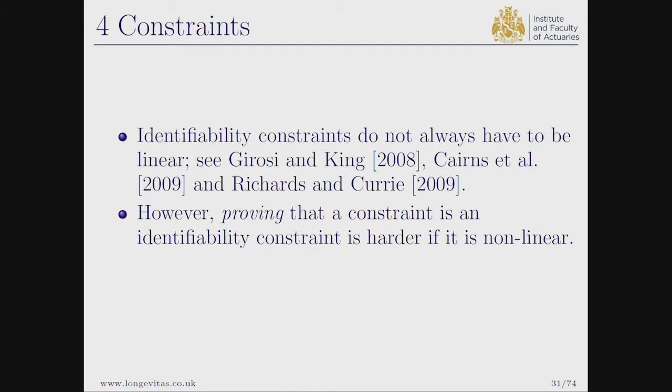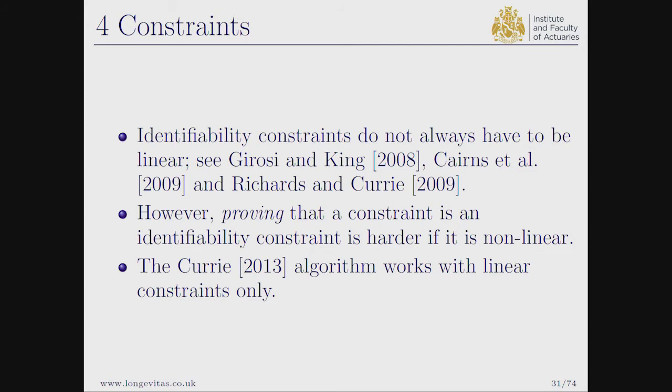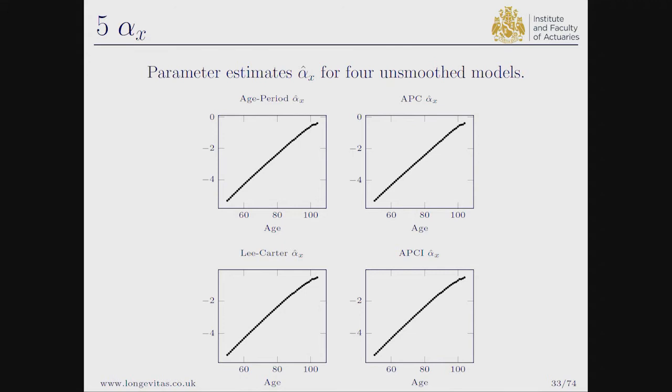Right, on to parameter estimates. So we fit our models, the APCI and APC models, as either straightforward linear models, generalized linear models, or the Lee-Carter model with this kind of conditional two-step. And this is what we get for the alpha hat estimates for the four models. Unsurprisingly, they look almost identical, and that's because they are basically doing the same job in each case. Alpha x here is essentially approximately the log of the average force of mortality at a given age across the entire period here.